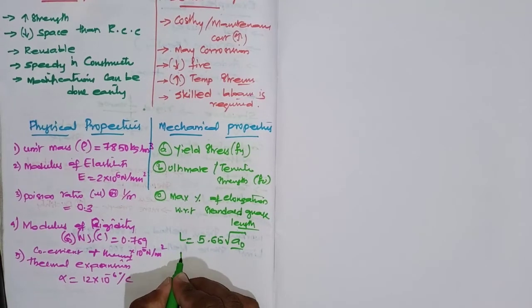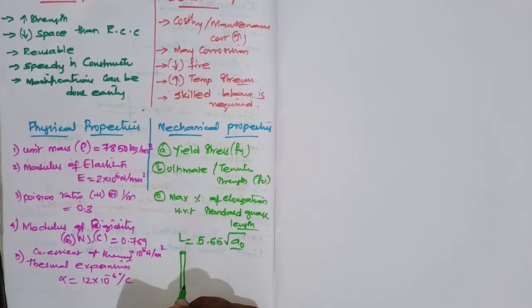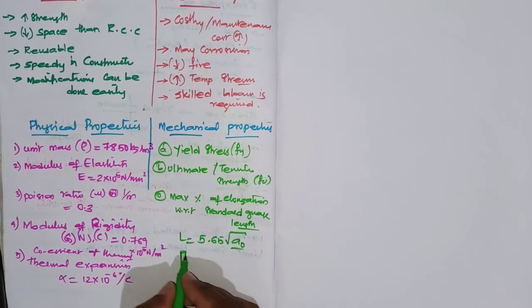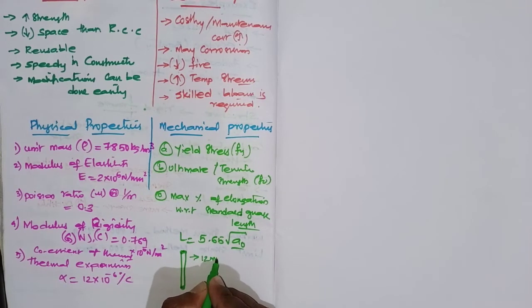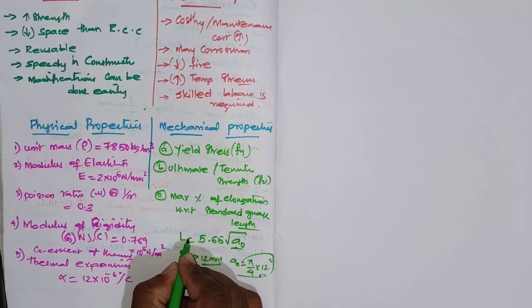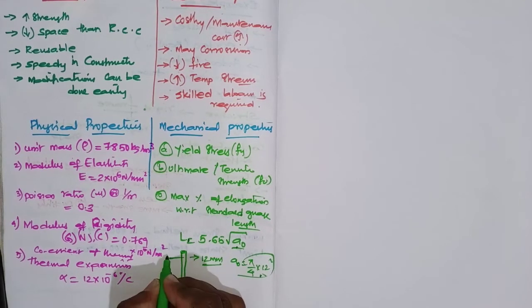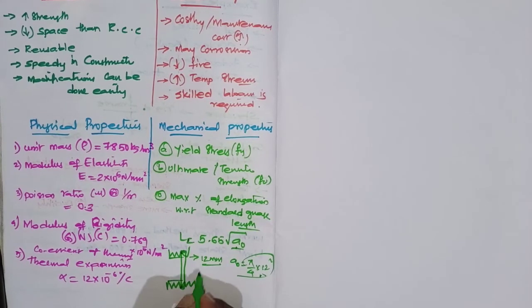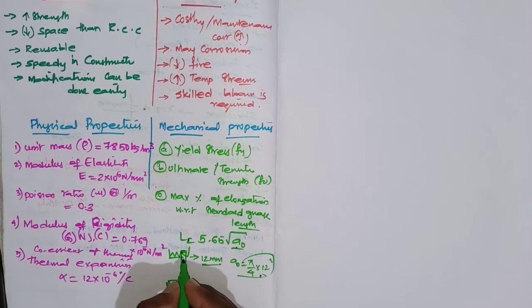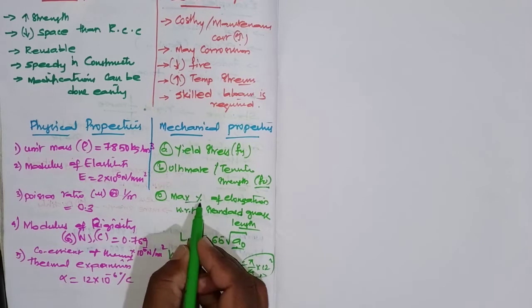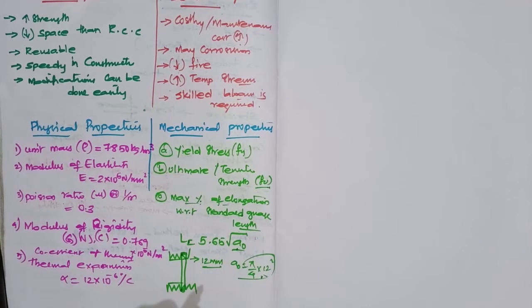Suppose a rod is there, whose tensile strength and percentage of elongation should be known. For that, suppose for example this is 12 mm dia, what will be the area? A naught is pi by 4 into 12 square. You will get the area, substitute in this formula, and you will get the length. This length is nothing but the gauge length, which you fix between the jaws of a universal testing machine and apply the load such that you get the Fu, ultimate tensile strength, and at the same time how much percentage of elongation has occurred.